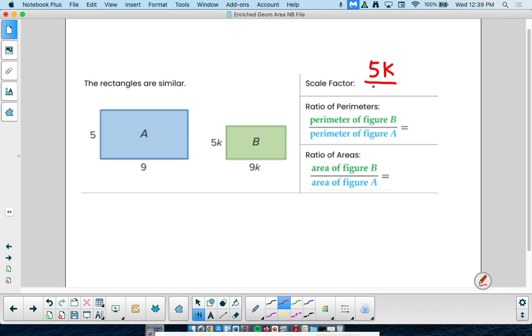5. And then we always just want to reduce. So what would that reduce to? K over 1, or just K. Yep, perfect. So that's our scale factor.